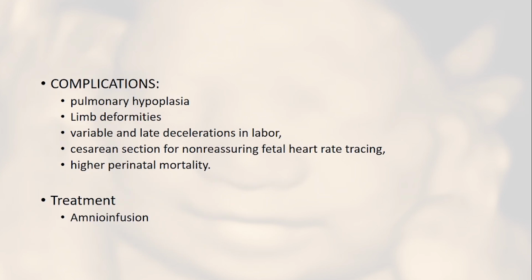The complications of oligohydramnios: pulmonary hypoplasia in the fetus, they could have limb deformity. In labor, they could have variable and late decelerations. This may lead to cesarean section because of non-reassuring heart tracing. And there's also a higher risk of perinatal mortality depending on the cause of this oligohydramnios. For treatment, depending on the cause, some talk about amnioinfusion as one way to treat oligohydramnios.